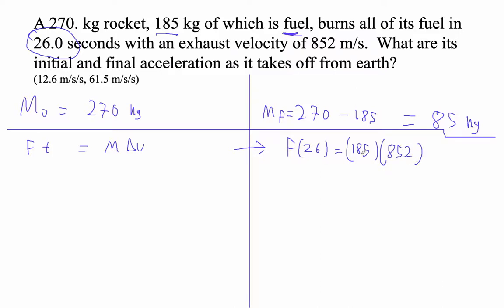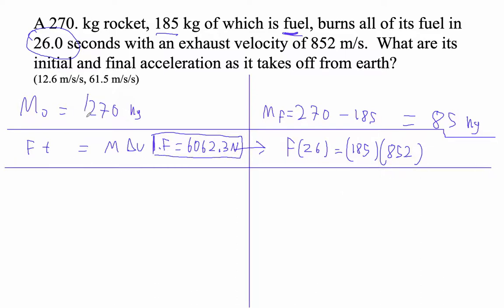All right, let's figure this out. What's the thrust of this engine? And that's going to be 185 times 852 divided by 26, which is 6062. So the force equals 6062.3 newtons. Ta-da! Okay. And now we're set. Now we've figured out the initial and final mass, right? Okay, we figured out the thrust of the engine. Now we can solve our F equals ma, right?